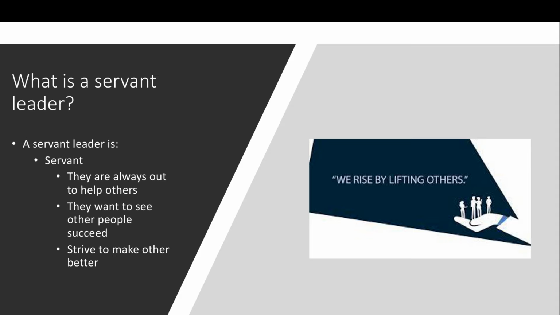So what is a servant leader? A servant leader is a servant. They're always out to help others. They want to see other people succeed, and they strive to make others better. So just like the quote on the right, we rise by lifting others. A servant leader wants to help others. They want to make sure other people are able to succeed and reach their potential.